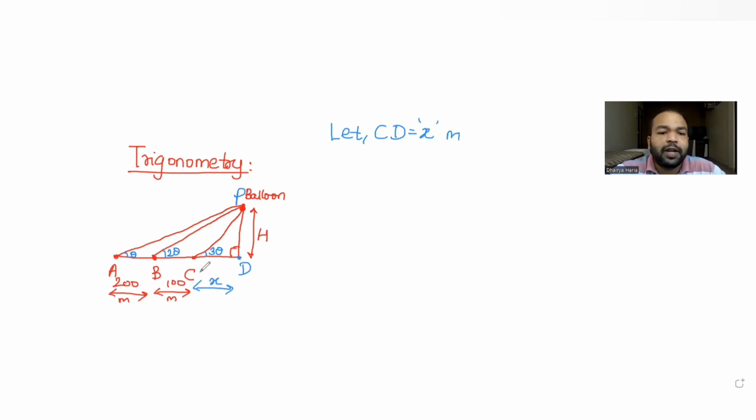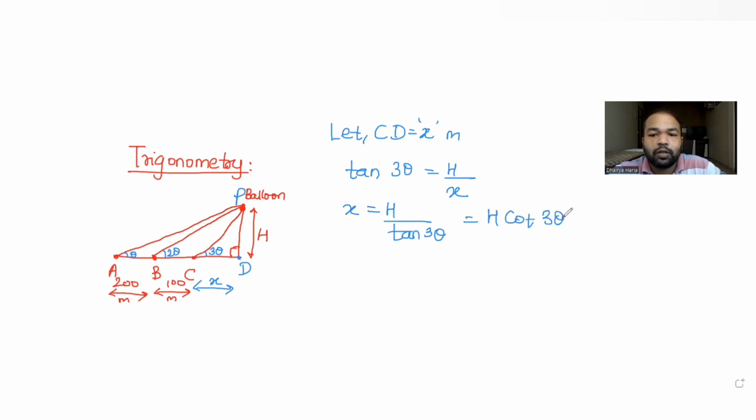Now I can apply some ideas. If I apply tan 3 theta in this right angle triangle, I get opposite upon adjacent, that is H upon X. So X is H upon tan 3 theta, or I can also write this as H cot 3 theta. So we have X as H into cot 3 theta.